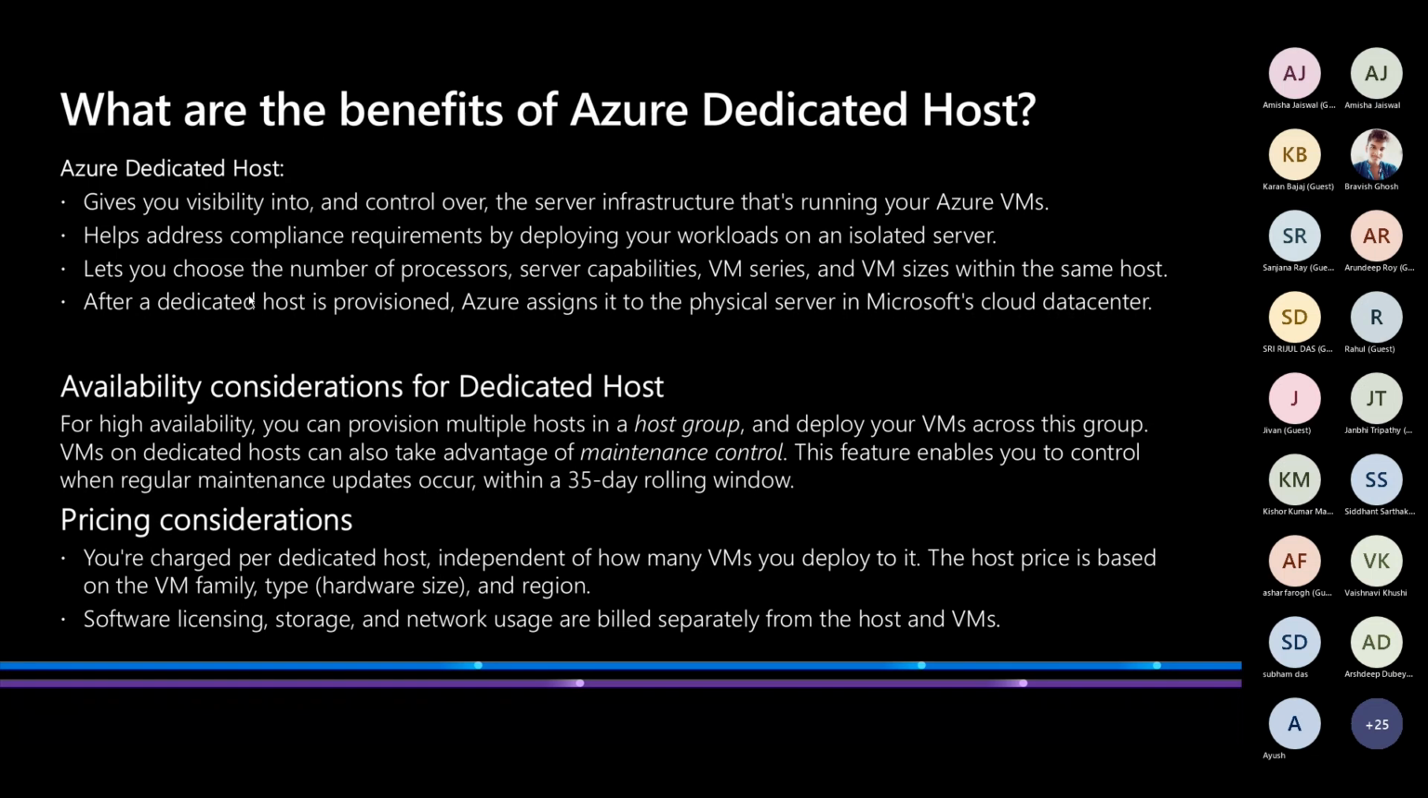Availability considerations for dedicated host. For high availability, you can provision multiple hosts in a host group and deploy your VMs across this group. VMs on dedicated hosts can also take advantage of maintenance control. This feature enables you to control when regular maintenance updates occur within a 35-day rolling window. So there's a 35-day rolling window.